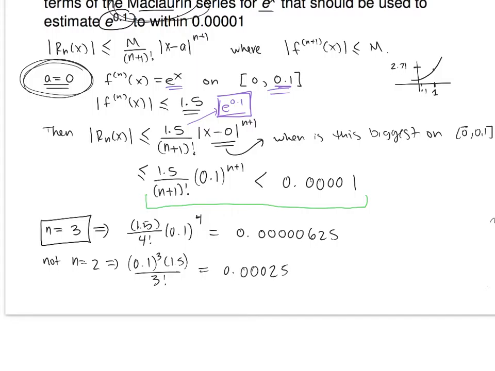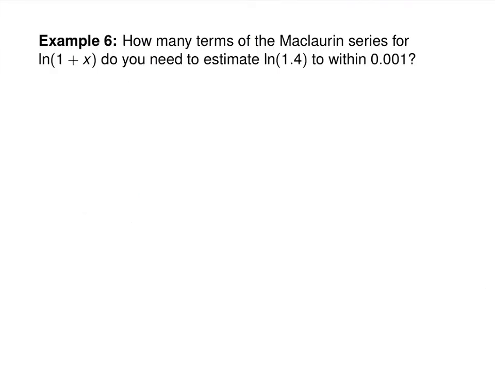Now the last thing I want to talk about is how do you use that alternating series remainder theorem to do some of this estimation, because that is definitely a lot nicer. So how many terms of the Maclaurin series for ln of 1 plus x do you need to estimate ln of 1.4 to within 0.001? This is not a series you have to have memorized, but one of the funky ones that doesn't actually begin at 0, they begin at 1, right? Starts at n equals 1 to infinity.